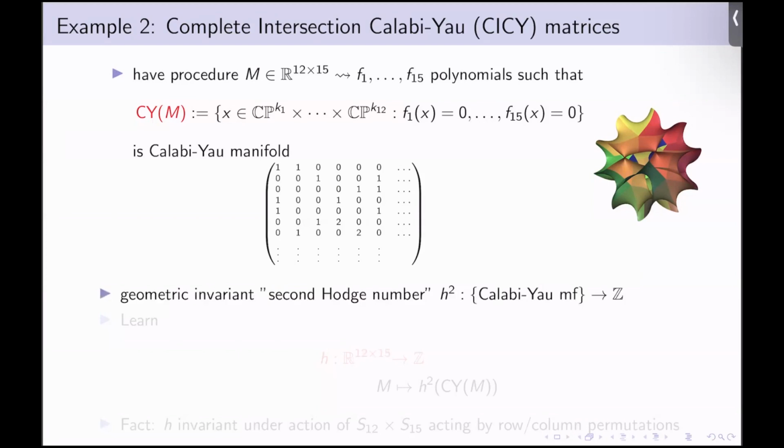Okay, so far this is just the procedure to go from matrix to Calabi-Yau manifold, fine. Then there's some geometric invariant called the second Hodge number, which takes some Calabi-Yau manifold and gives you an integer. And these Calabi-Yau manifolds need not come from this matrix procedure. It can be any Calabi-Yau manifold.